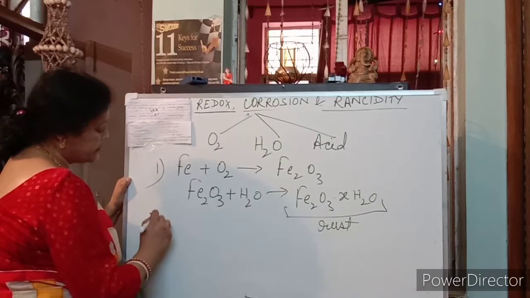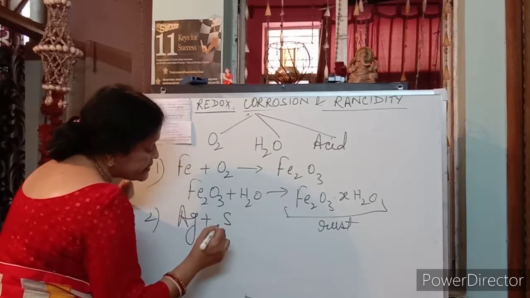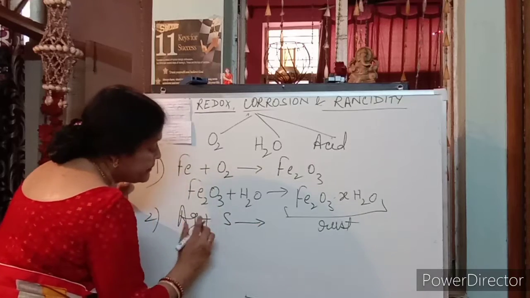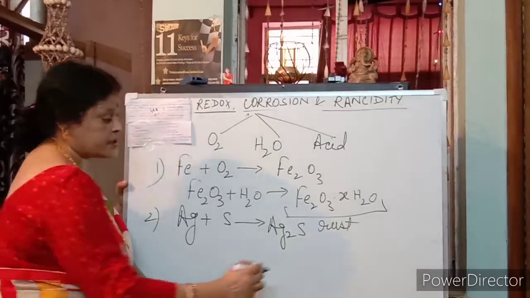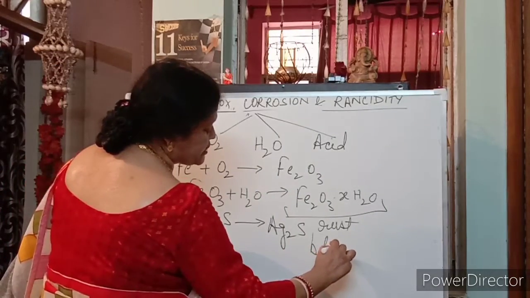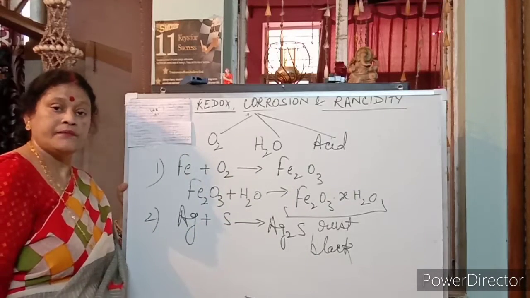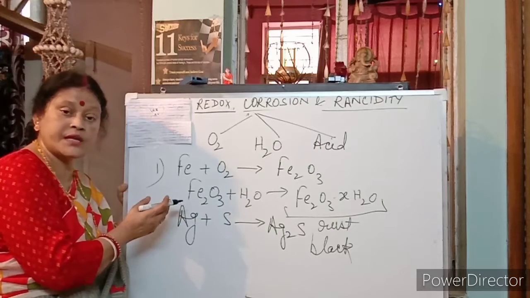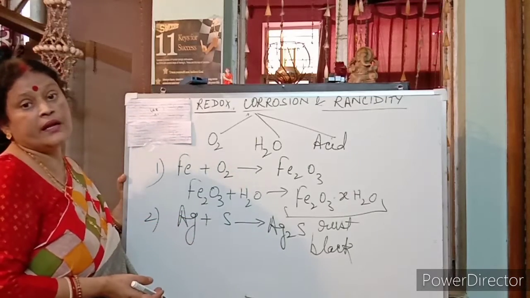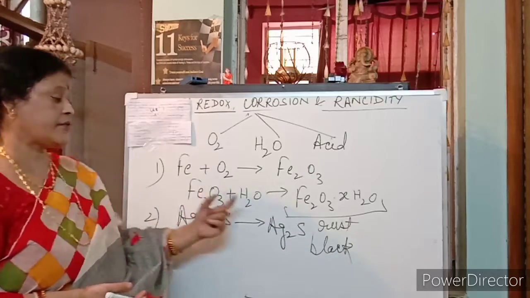The second example is when silver is attacked by sulfur from the air, it forms Ag2S, that is silver sulfide, which is a black compound known as silver sulfide. That is why silver articles become black if kept open for a few days, especially during the rainy season or in a polluted area. So, silver sulfide.